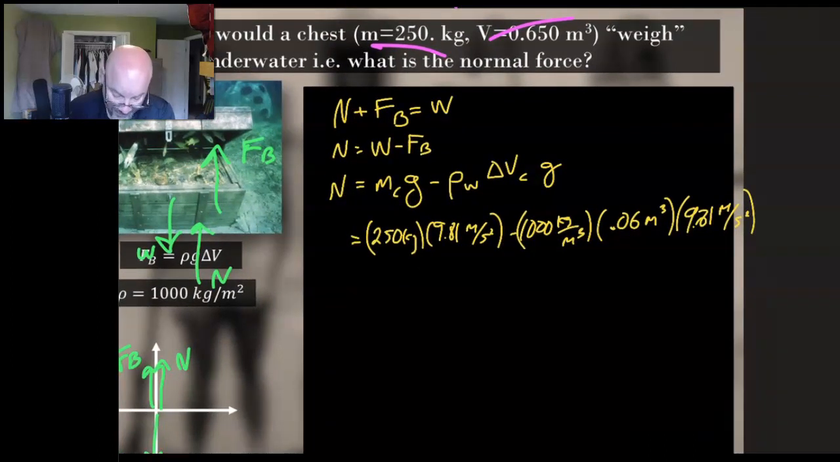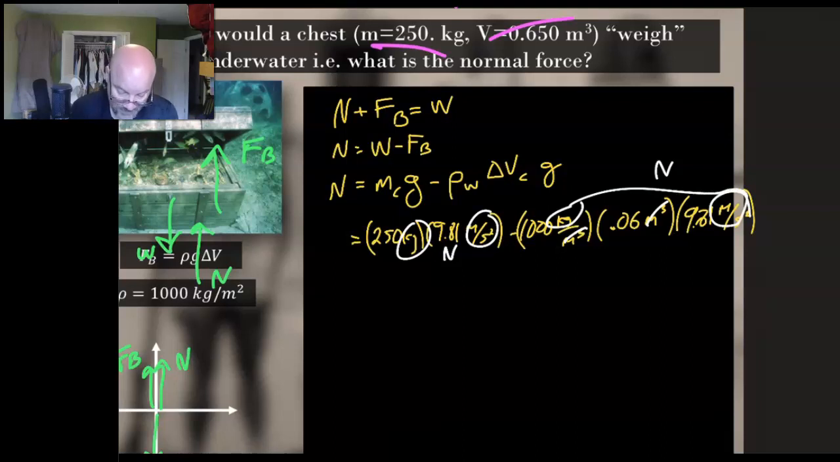Let's think about our units. Kilograms times meters per second squared is just going to give me newtons. I've got meters cubed there and meters cubed there, so those cancel. I'm left with meters per second squared times kilograms, which is newtons. When I put all that together, I end up with 2450 newtons minus 589 newtons.